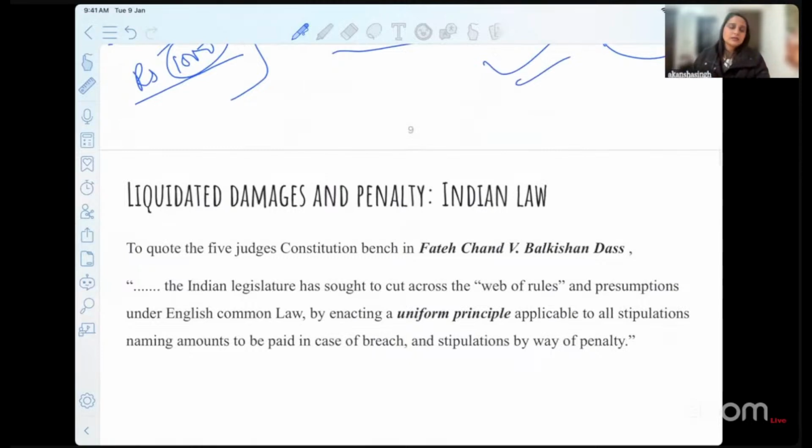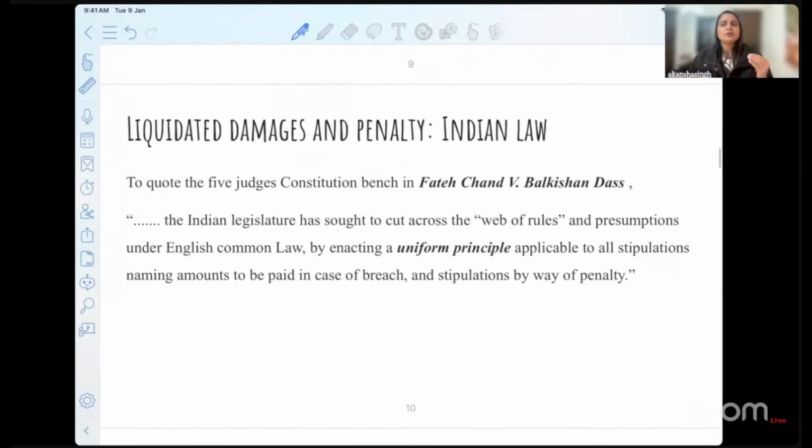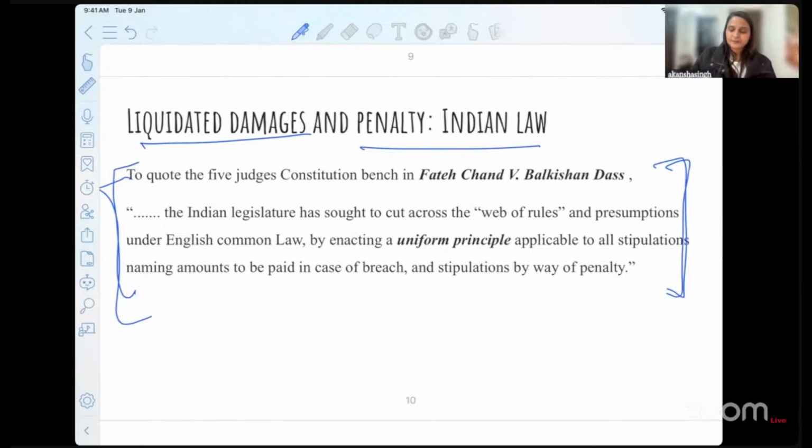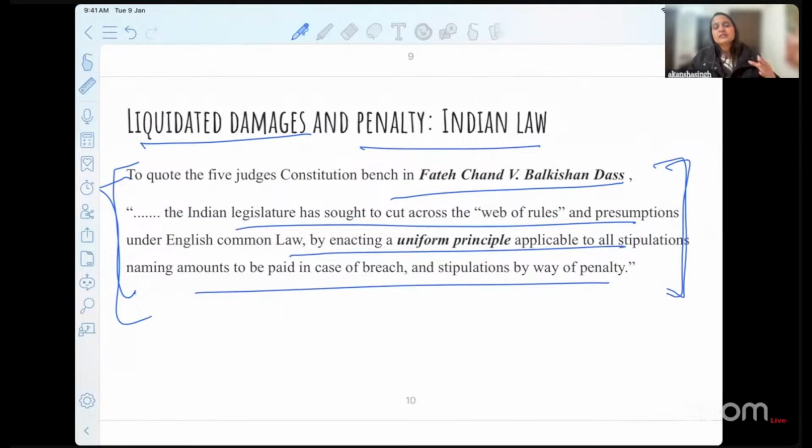But now coming to our Section 74, we just discussed that we do not make any distinction between liquidated damages and penalty. And that is what has been held by our judges in various judgments as well. I've just mentioned the name of the case law. We'll be doing this case law with regards to other concepts as well. I've just highlighted how liquidated damages and penalty, as discussed in this particular case law, are not different from each other. We have thanked our legislature, that the Indian legislature has sought to cut across the web of rules. The rules I'm telling you: if it is liquidated damages in other countries, you will have to go with the stated amount of money. If it is a penalty, you can't go ahead with the stated amount of money.